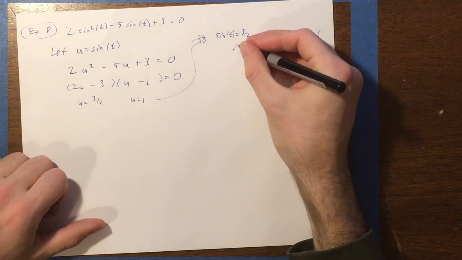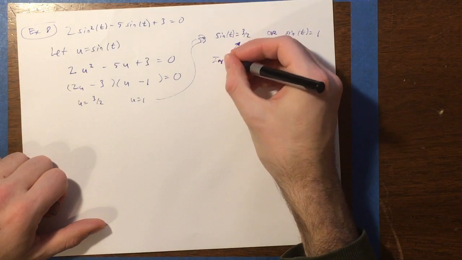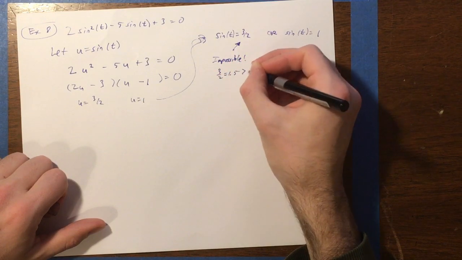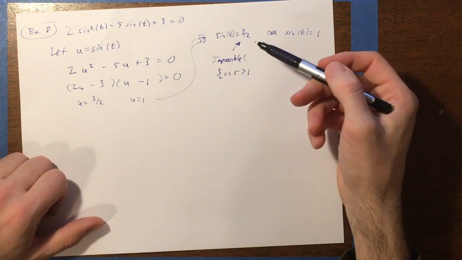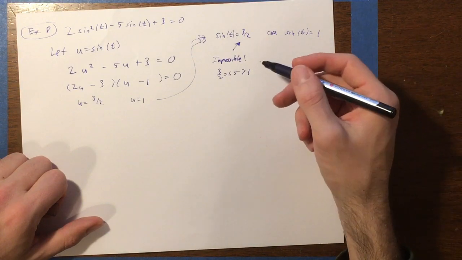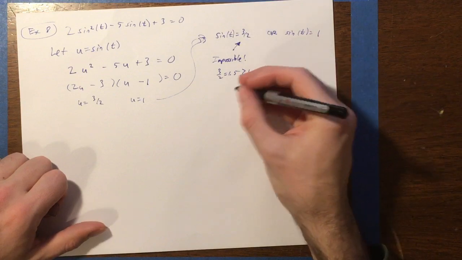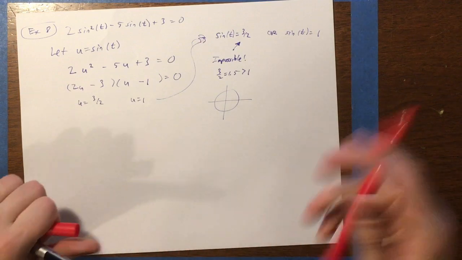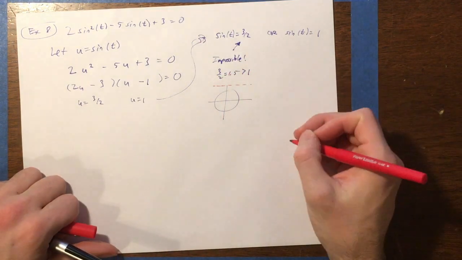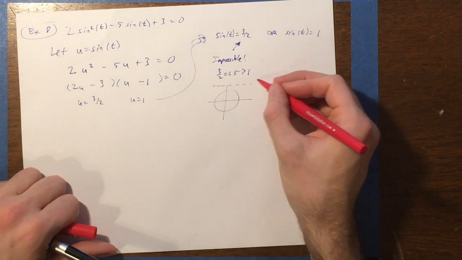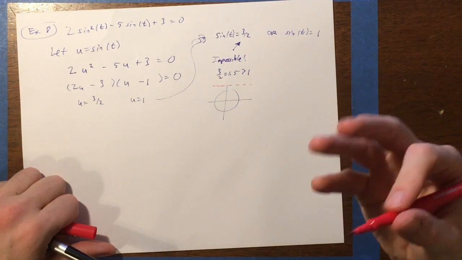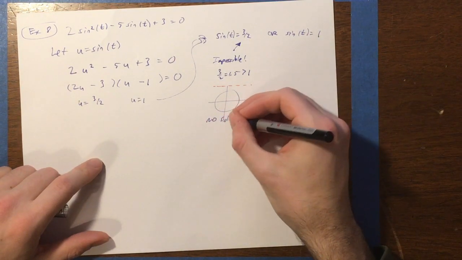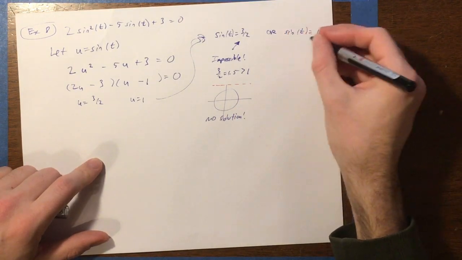Well, sine of t equals 3/2, that's actually impossible, right? Because 3/2 is 1.5, which is greater than 1. And the sine function only gives us outputs in the range from -1 to +1. So sine of t equals 3/2 has no solution. If you try to draw that out on the circle, you'd find 1.5 on the y-axis and try to put your horizontal line there, and you discover that that does not intersect the circle at all. So there's no solution from that possibility.